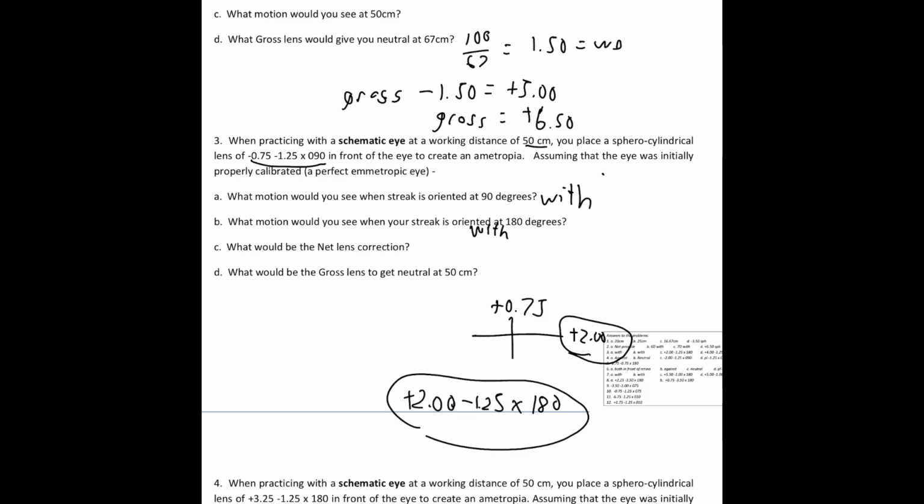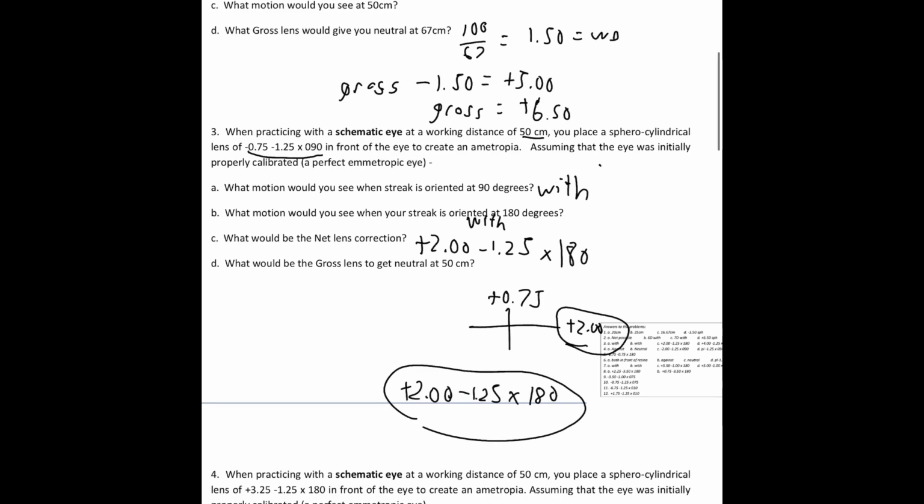Okay, what would the net lens correction be? So that's just saying what is the refractive error of the schematic eye. We already decided that. That is +2 -1.25 axis 180. Okay, what would the gross lens to get neutral at 50 centimeters be? Okay, to solve these, you can just do the same thing that I showed you earlier, which is gross plus working distance equals net.